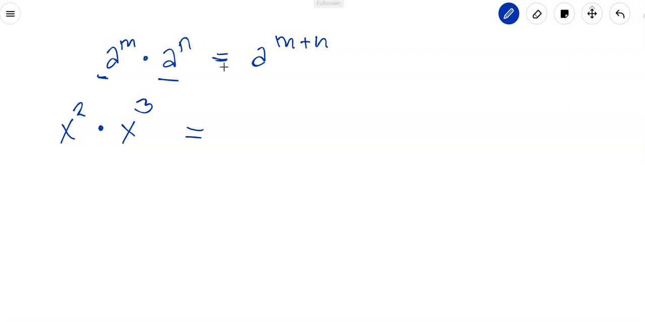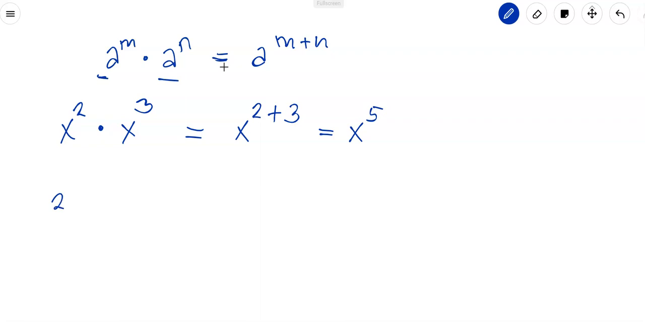we have to consider first this property, which is a raised to the power of m times a raised to the power of n equals a to the power of m plus n, which says that to multiply two expressions with the same base, we only add the exponents. For example, x squared times x cubed equals, both of them have the same base x, so 2 plus 3, which is x to the power of 5.